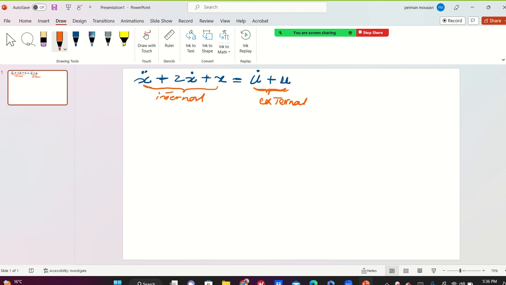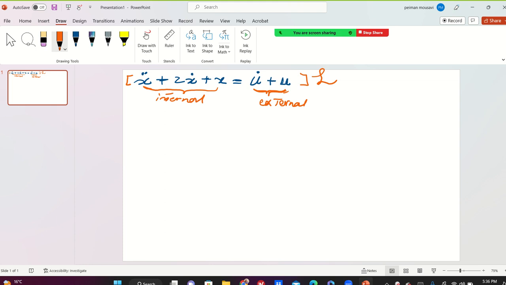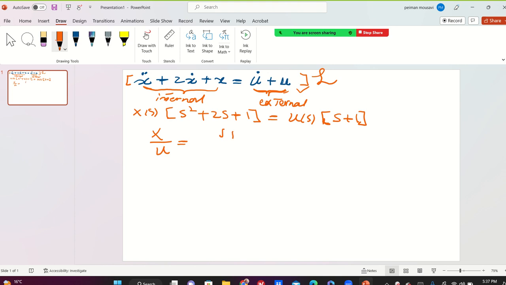If you had a differential equation course, the right-hand side is the side that you want to move the system toward. The left-hand side is the dynamics of the system by itself. So if I apply the Laplace transform and assume the initial conditions are zero, you get X(s) times s squared plus 2s plus 1, and because you have u dot, you get U(s) times s plus 1. So x over u, output over the input of the system, is s plus 1 divided by s squared plus 2s plus 1. Yes or no? Everybody?